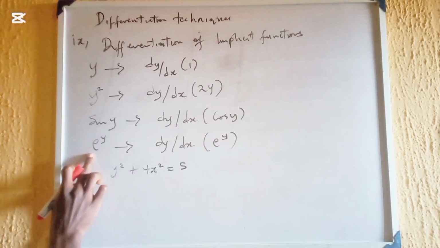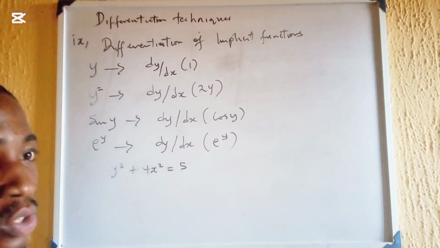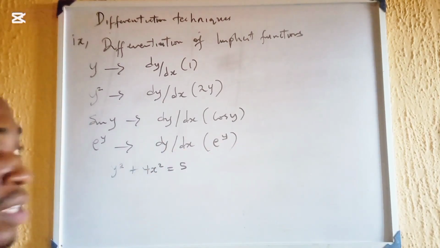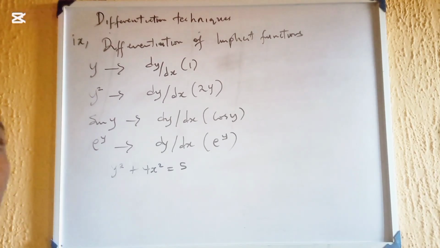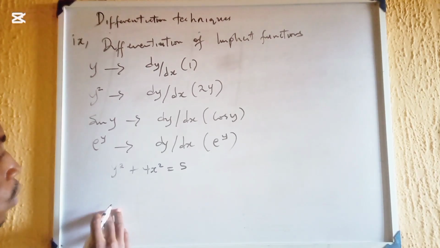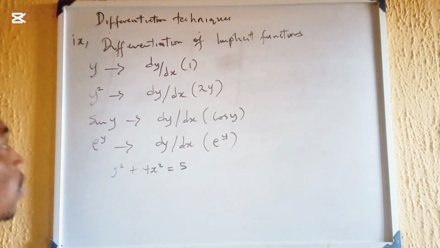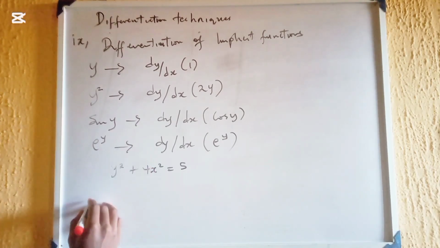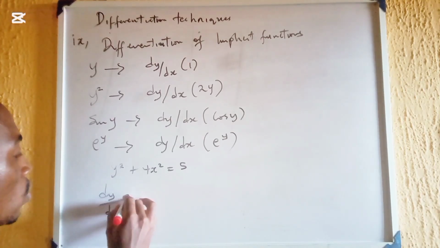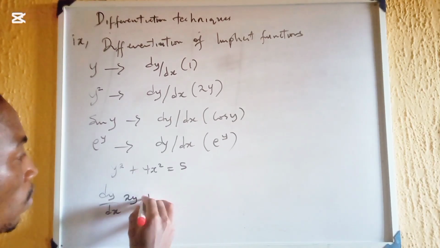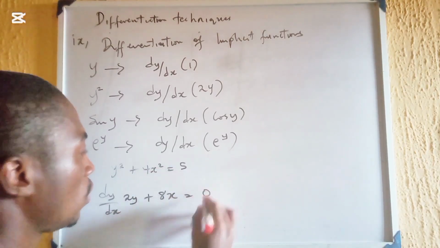And when you differentiate e to the power y, you have e to the power y, dy/dx attached to it. Just the same way you would have differentiated x, that's the same way you differentiate y. But you must attach dy/dx to it. Then, we have an example, y squared plus 4x squared is equal to 5. So to differentiate, we apply what we just said. This gives us dy/dx into 2y, then plus differentiate this, you have 8x, differentiate this, you have 0.